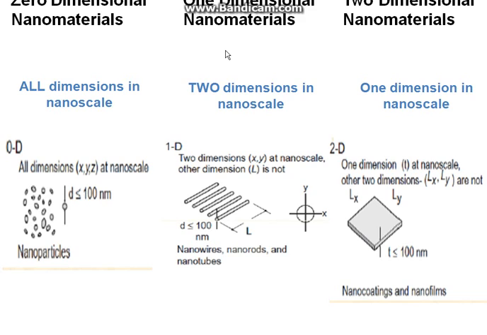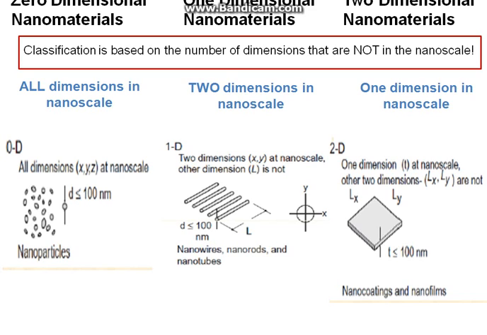Moving on to one-dimensional nanomaterials, these are materials in which one dimension is not in the nanoscale, which would mean two dimensions are in the nanoscale. Likewise, for two-dimensional nanomaterials, these are materials in which two dimensions are not in the nanoscale, which therefore means one of the dimensions is in the nanoscale. So as you can imagine, this mode of classification of materials into one-dimensional, two-dimensional, zero-dimensional is based on the number of dimensions that are not in the nanoscale. Quite a roundabout way of classifying something, but this works.